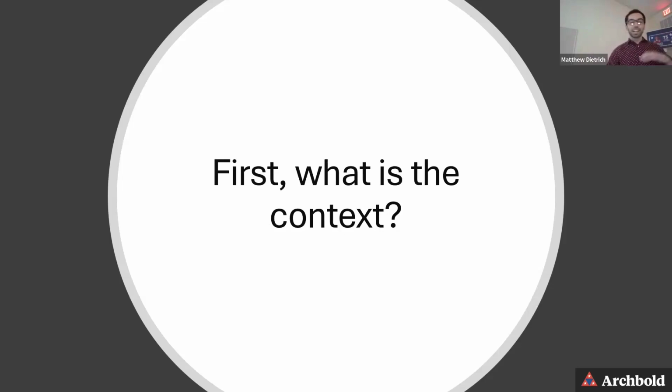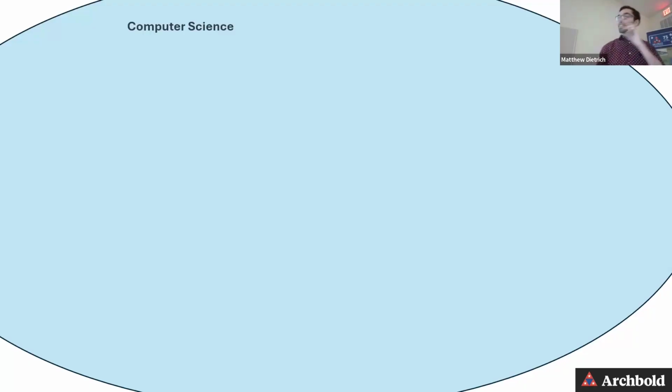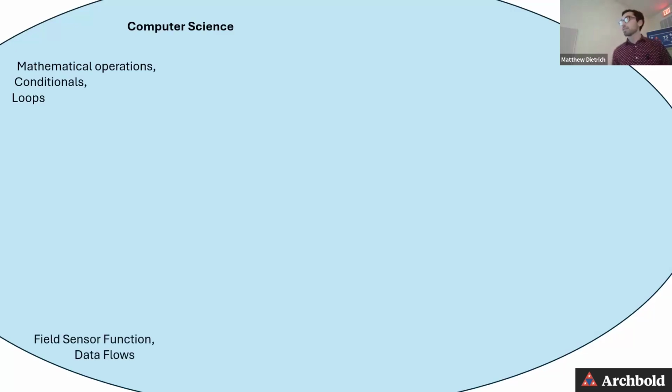First, we have to step back and put it into a larger context, specifically this fundamental basis of computer science. This will include things like our mathematical operations, conditionals, loops, and basically fundamental programming operations. Some ways that we use that here at Archbold is our field sensor function and our data flows.